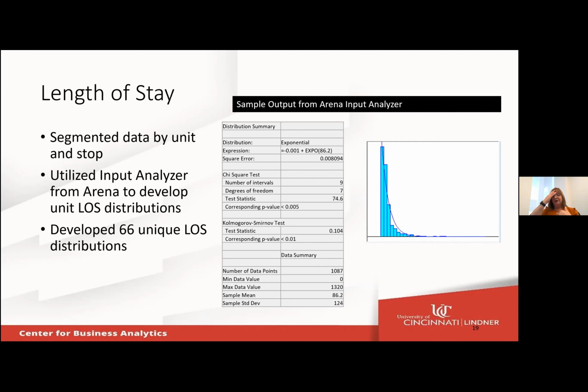And so we developed unique distributions for each unit at each stop, a total of 66 unique length of stay distributions, which took quite a while to compile and develop. But we did use this tool there.